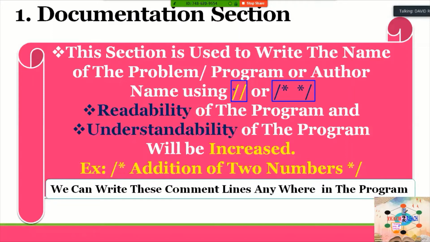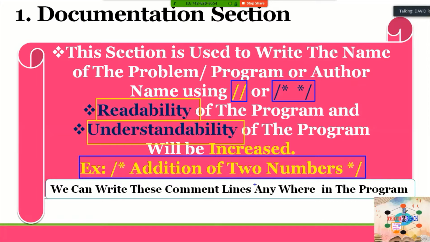If you write these comment lines in the program, we can read it very easily. That is, the readability and the understandability of the program will be increased. A simple example: addition of two numbers. This is the name of the program, written by so and so David Raju. I can write the author name also within these comment lines, and these comment lines we can write anywhere in the program. Generally, to describe each and every statement of the program, we use these comment lines. Without any restriction, you can write them anywhere in the program. And the documentation section is not compulsory to write a program, it's optional.